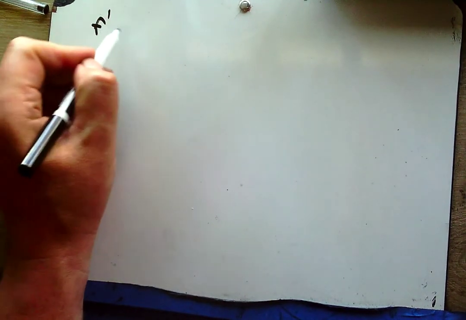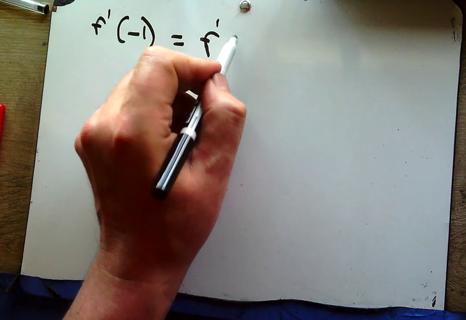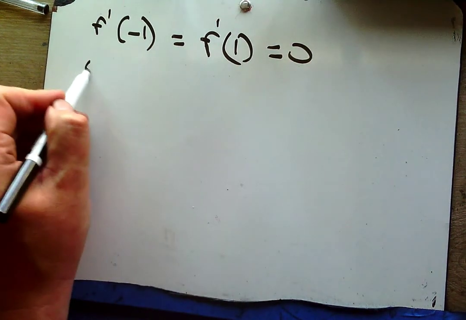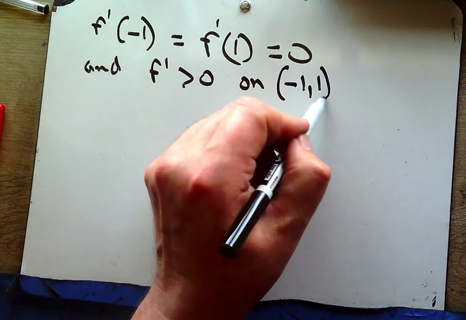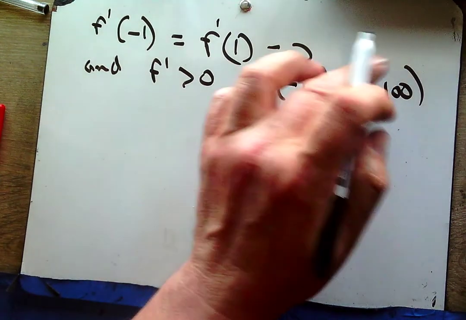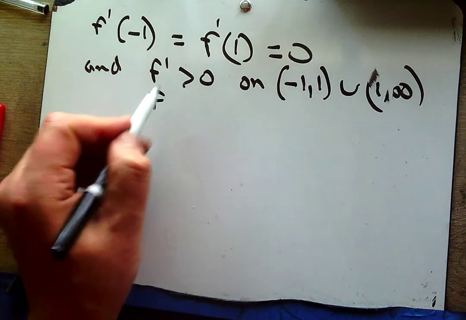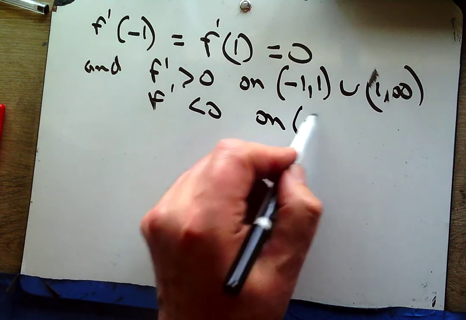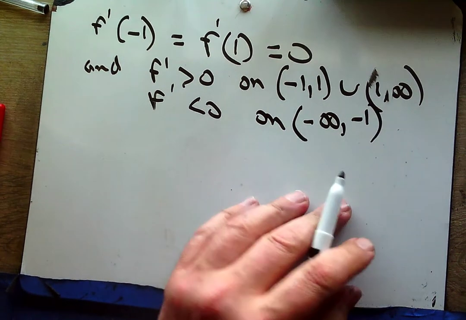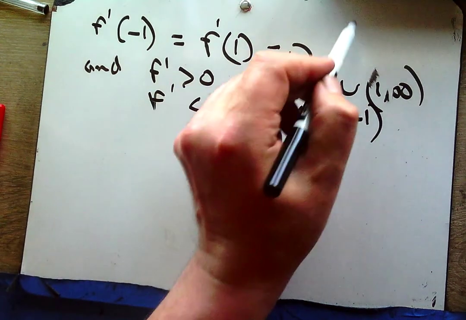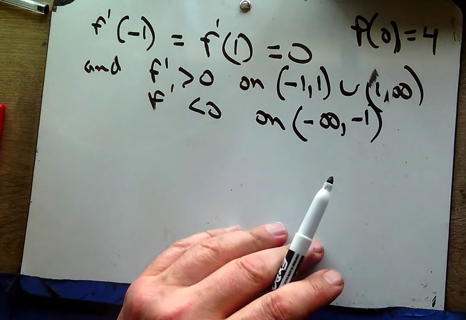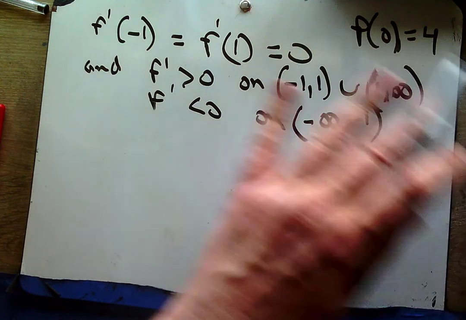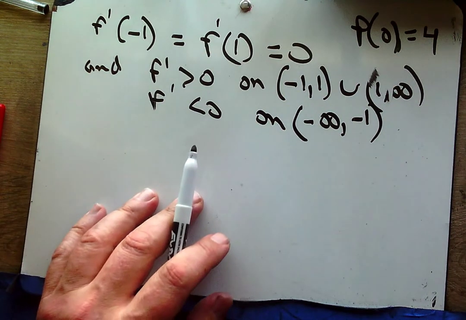But really, wow, these are such great test questions. Given that f prime of negative 1 equals f prime of 1 equals 0, and f prime is greater than 0 on negative 1 to 1, union 1 to infinity, and f prime is less than 0 on negative infinity to negative 1. We also know that f of 0 equals 4. We want a continuous function. Can we draw a continuous function based on this information?